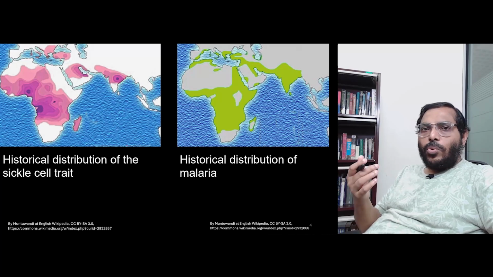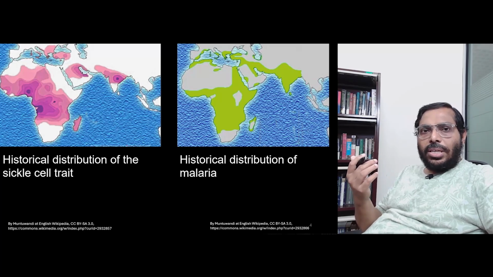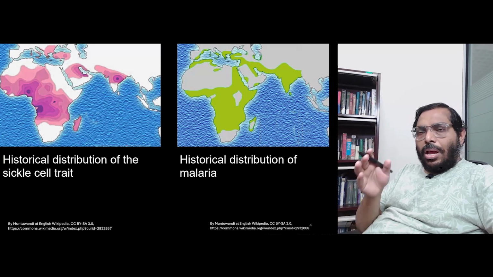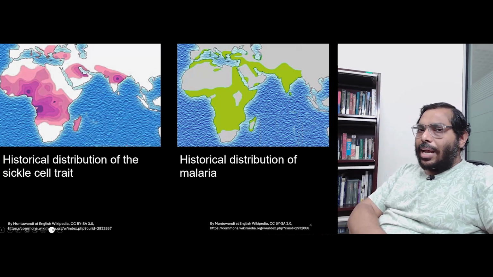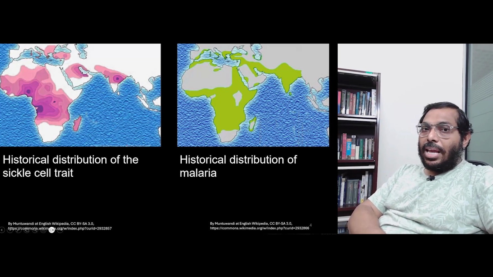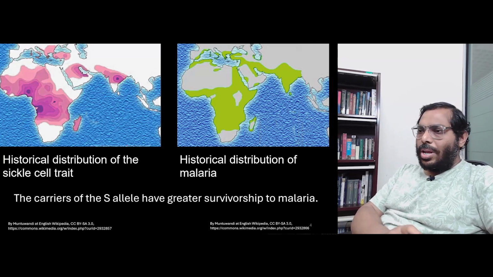On the other hand, if you are a homozygous individual, you have sickle cell anemia, and your fitness is going to be very low. In these malaria-prone areas, the heterozygotes actually end up having a much higher fitness because they are being protected from malaria.